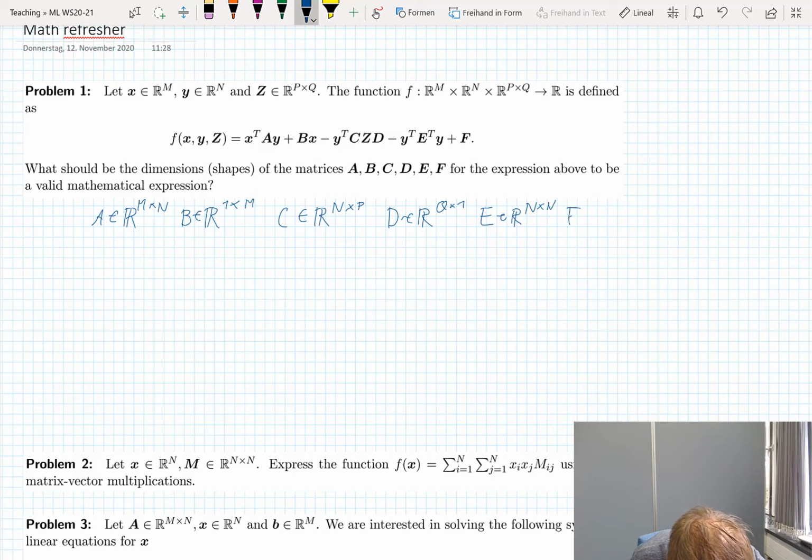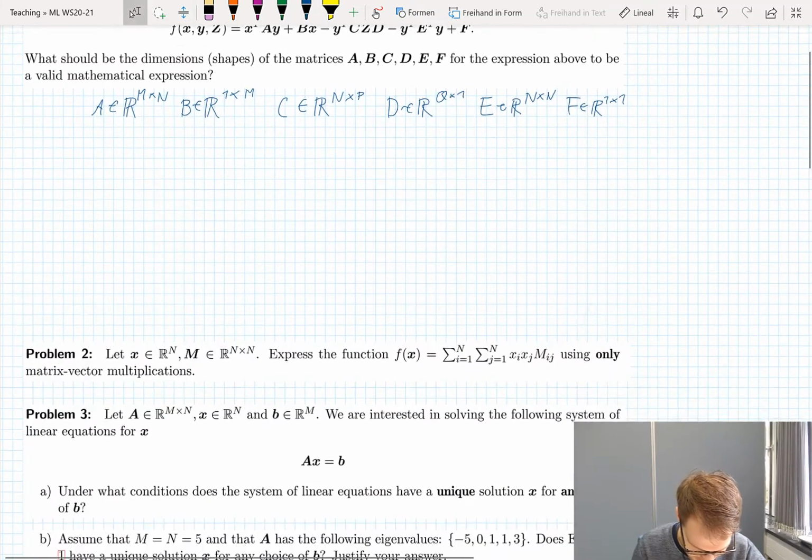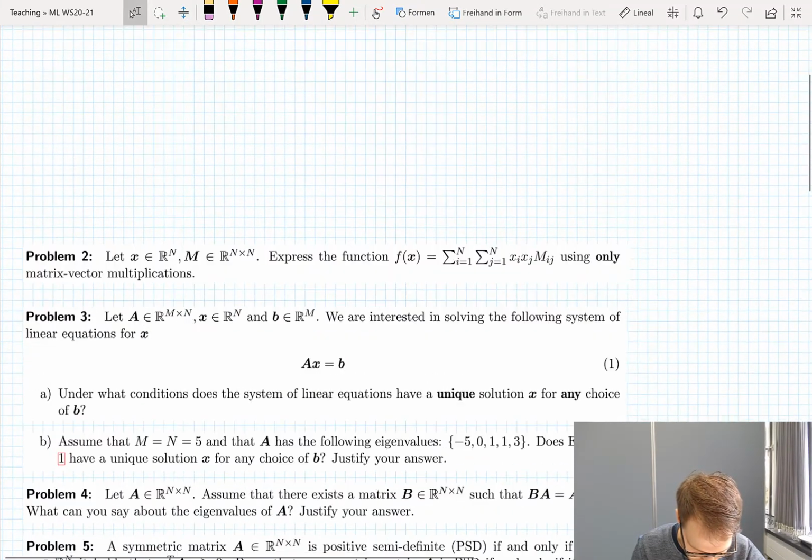And then f is only returned as f, so this has to be a scalar. So that's 1 by 1, if you want to do like a matrix notation of this, which is completely unnecessary, but we can still do it.